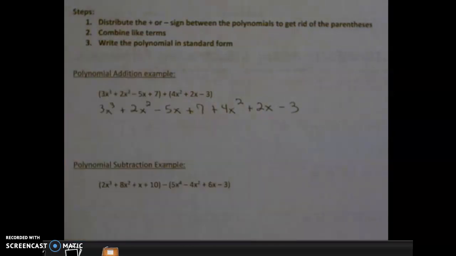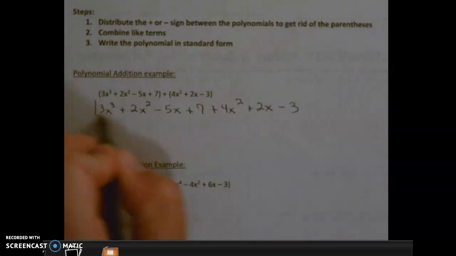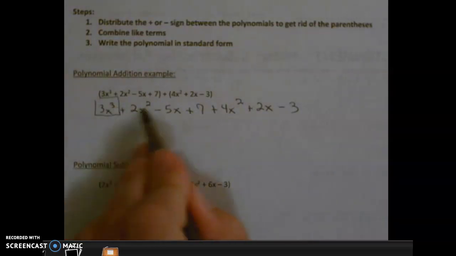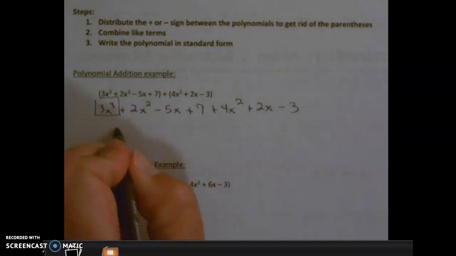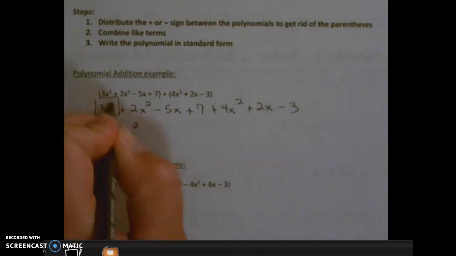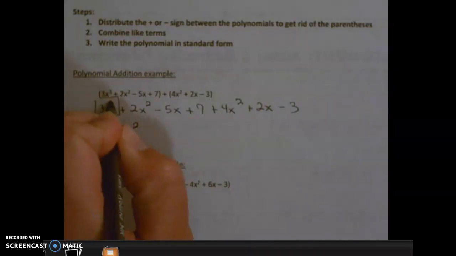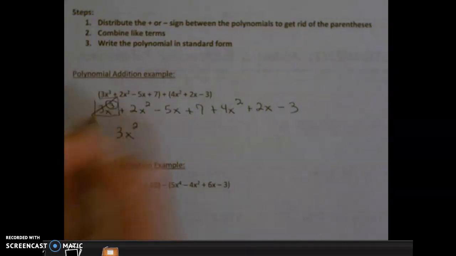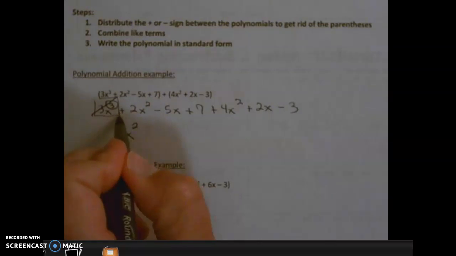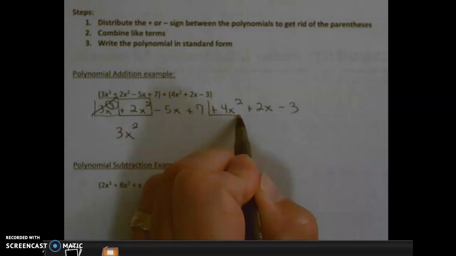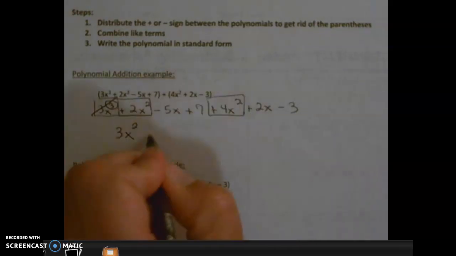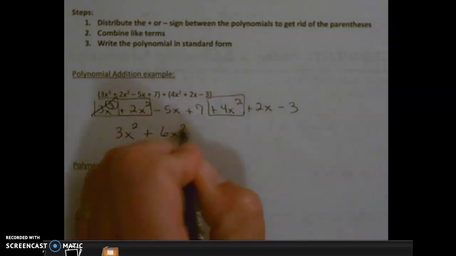Okay, combine like terms. So looking for like terms, so this first one, x cubed, x cubed, x cubed, no x cubes. So this one brings down. Always start with your largest exponent. Always start with the largest, okay? Then we have a positive 2x squared is going to combine with a positive 4x squared. That makes 6x squared.